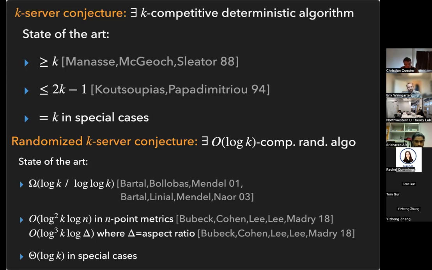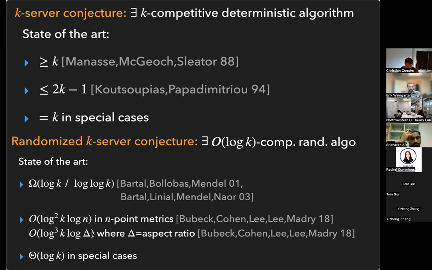Well, on the one hand, there's a lower bound of log k over log log k, which is true for every metric space of at least k plus 1 points. And in terms of upper bounds, there are upper bounds which are polylogarithmic in k and some other parameter. So for instance, there's a log squared k log n competitive algorithm for every metric space of n points. And there's also a log cubed k log delta competitive algorithm where delta is the aspect ratio, so the ratio between the biggest and the smallest distance in the metric space.